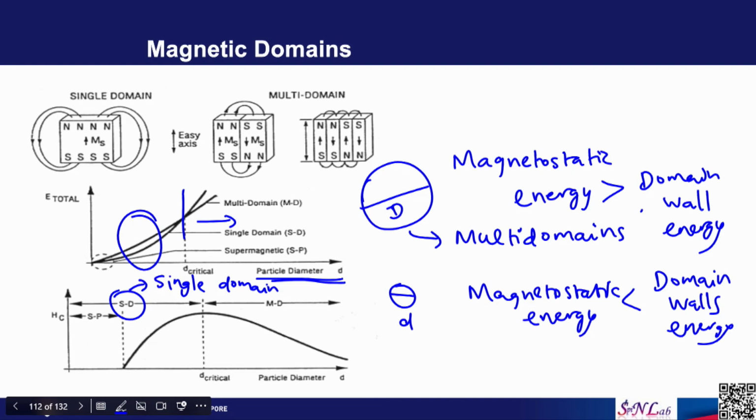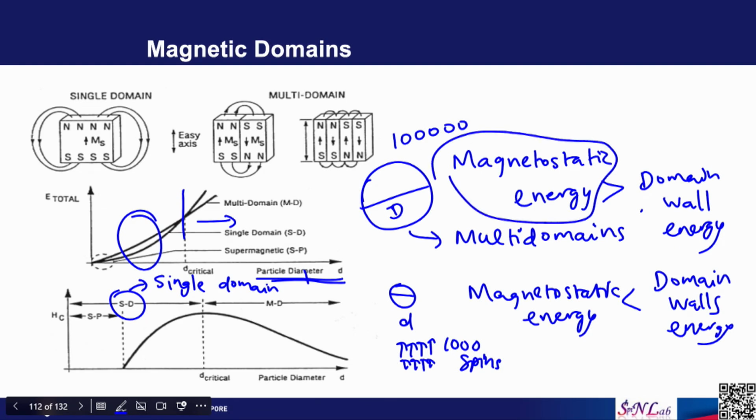So, you can imagine, right. If you have very small particles, you may have 1000 spins parallel to each other, and if the particle is very very large, maybe you have like 100,000 spins parallel to each other. So you can imagine, this will have large magnetostatic energy. So it is better they split into domains and minimize the magnetostatic energy.